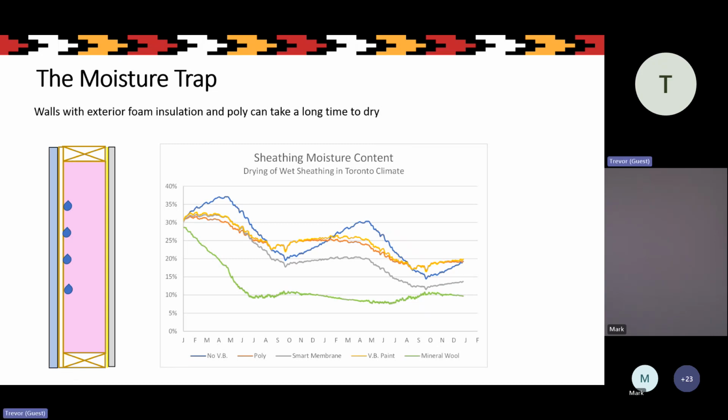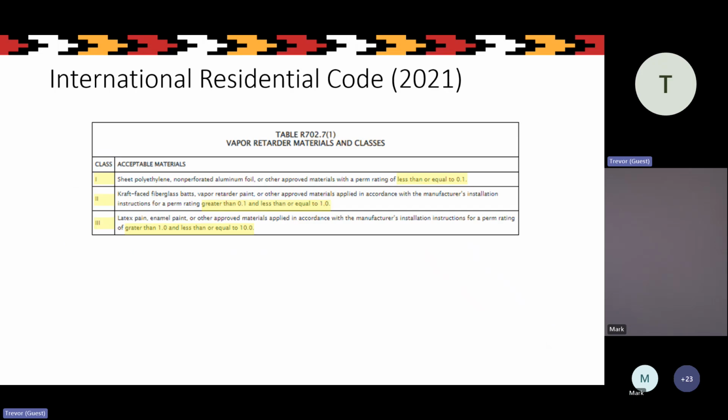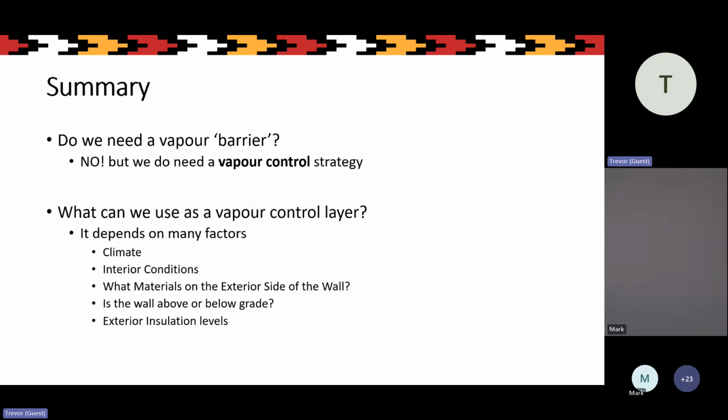Okay, I have a section on code that I'm not going to do because you guys probably know as much or more about it than I do. And plus we're running out of time. And also plus it's kind of boring. So I'm just going to jump to the summary.